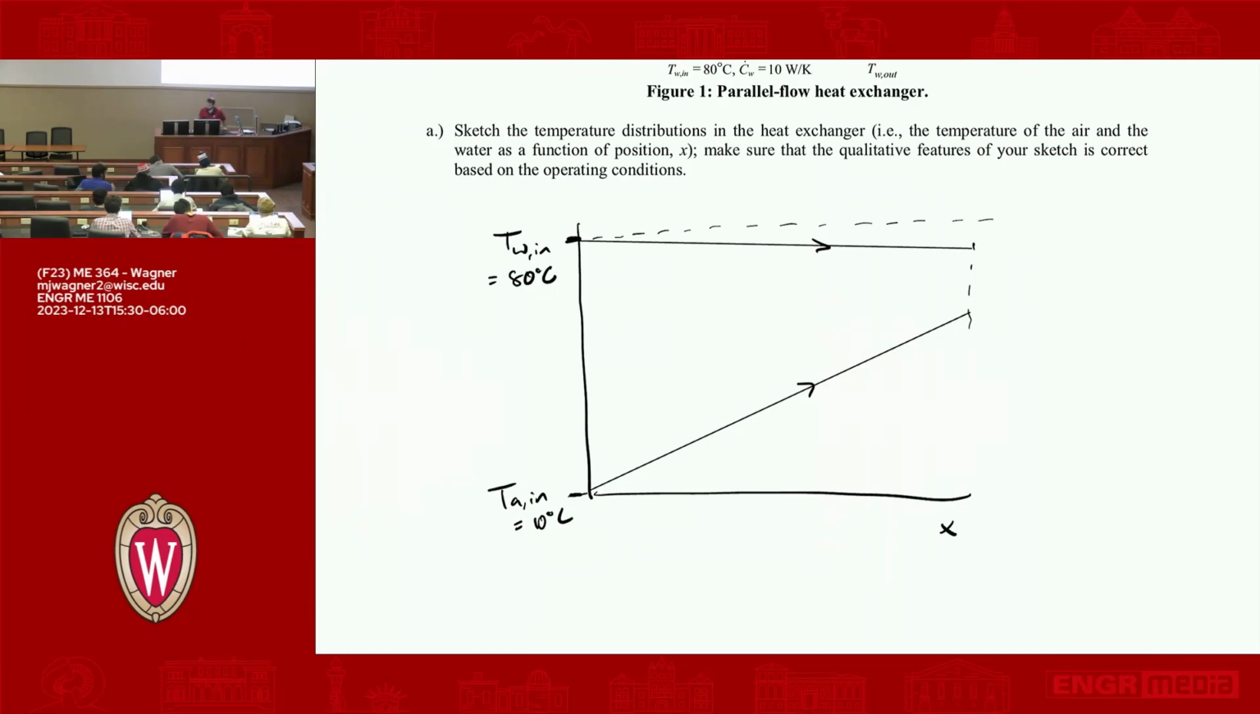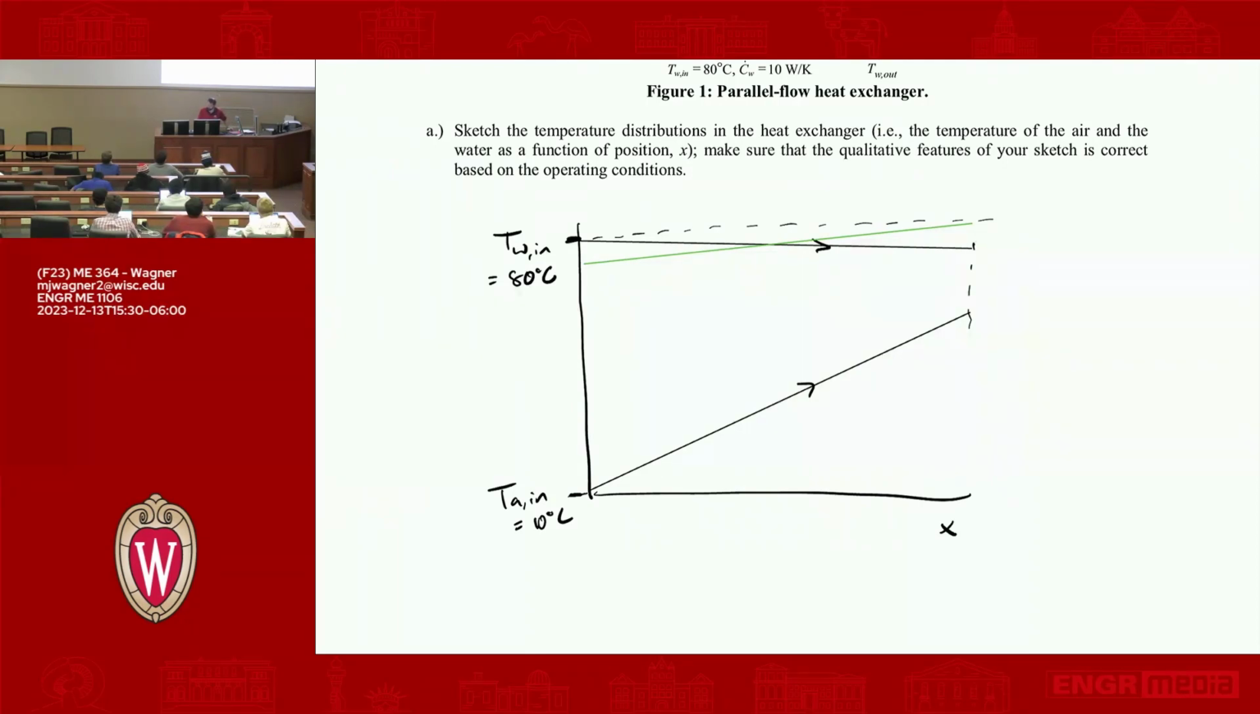So you might ask, why did I draw it like this as opposed to like this? Why did I draw the water temperature decreasing and the air temperature increasing as opposed to water temperature starting low and going high? It's because it's parallel flow. They're both coming in the same direction. Hopefully that makes sense.